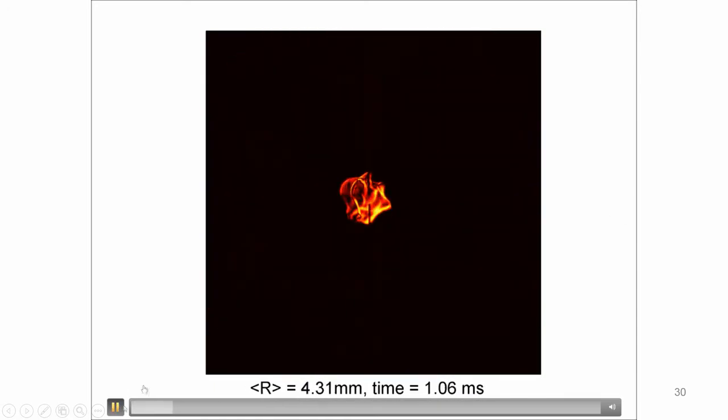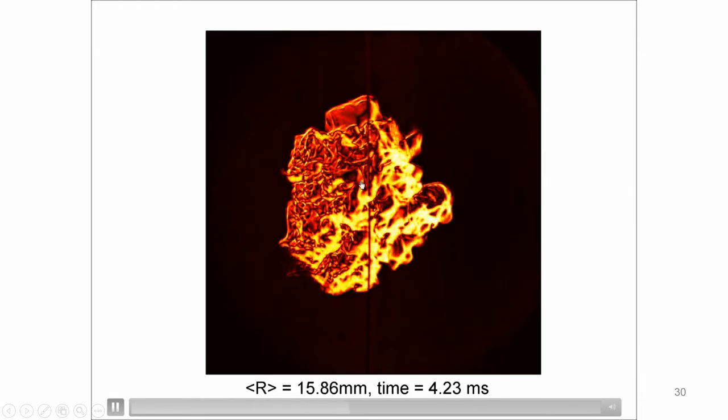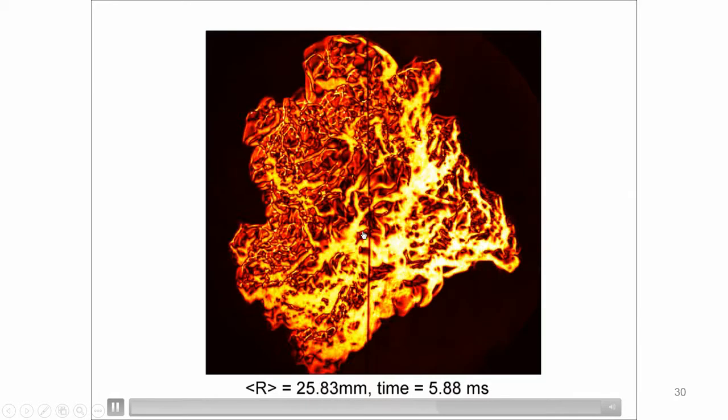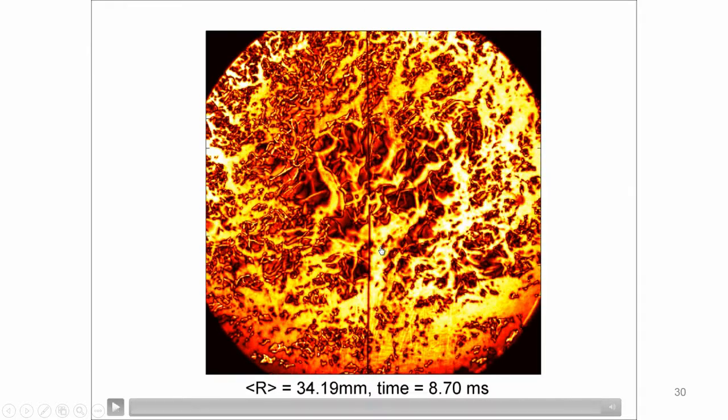I will again play this video. You see that it immediately forms this turbulence, with several wrinkles at different scales on the flame surface, and the flame propagates very fast at the later stages. This is a very short time experiment. As you see, it is of the order of 8.7 milliseconds, and the average radius is about 3.5 centimeters.